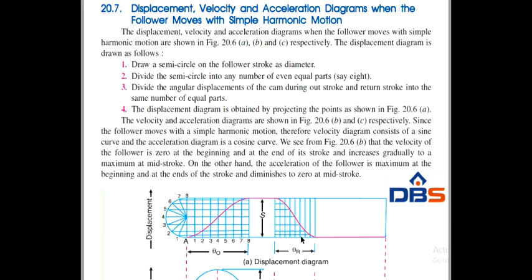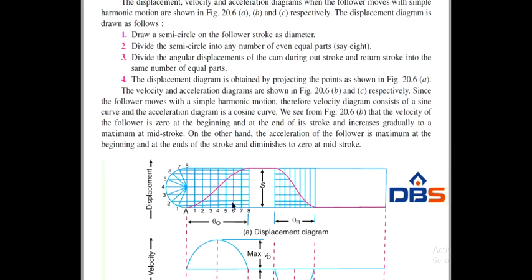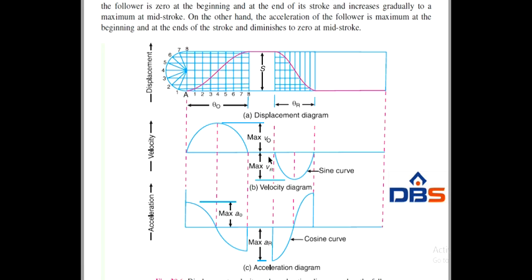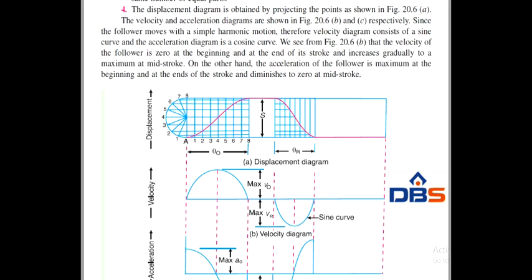Now the displacement diagram is obtained by projecting these lines horizontally and vertically. The displacement and velocity diagrams are shown like this. This is the displacement diagram, the second is the velocity diagram, and then the acceleration diagram. These diagrams follow a simple harmonic motion of the displacement. Due to that the velocity will form a sine curve and the acceleration will form a cosine curve.